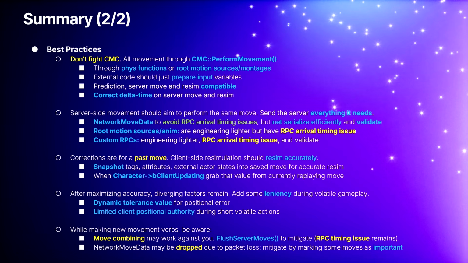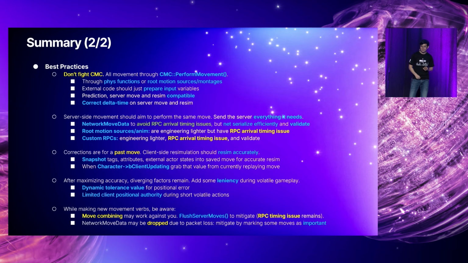So first, prioritize increasing your accuracy. Handle everything through perform movement. Replicate everything that's needed for the server to do the same move. Make a weighted choice between network move data or solutions that use more RPCs, like root motion sources or custom RPCs, based on whether you have engineering power available. And also maximize the accuracy for your resimulation. And after doing all of that, you can consider adding a bit more leniency by having this dynamic error tolerance, or by letting the server accept the client outcome a little bit.